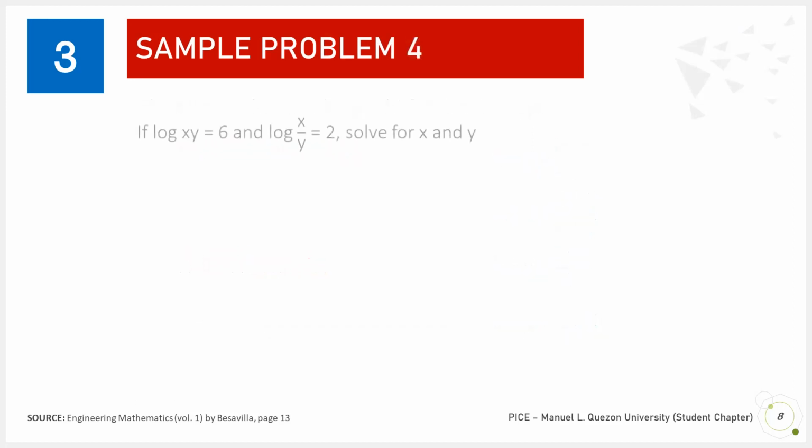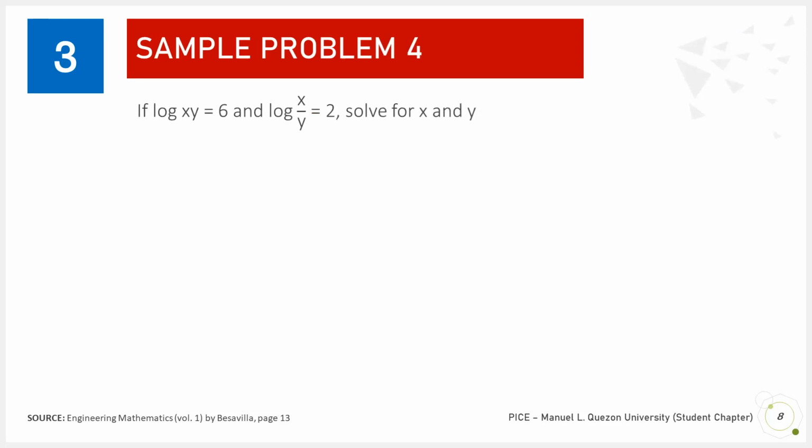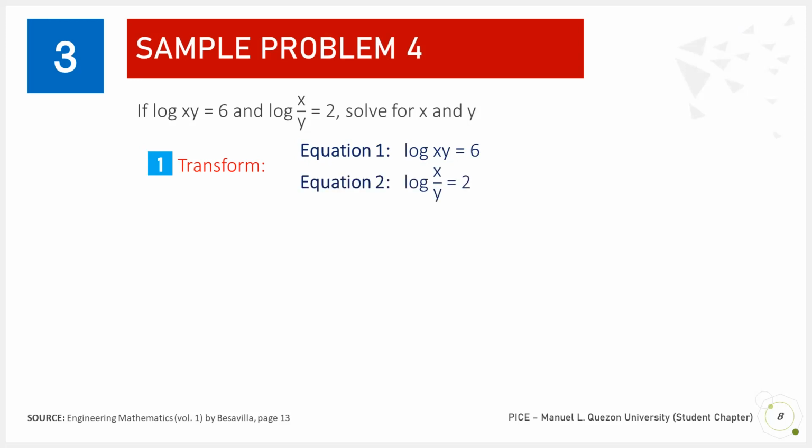Okay. Sample problem number 4: if the common logarithm of xy is equal to 6 and the common logarithm of x over y is equal to 2, solve for x and y. So ang una natin gagawin is we transform the equations. So we identify equation 1 as the common logarithm of xy is equal to 6, and the common logarithm of x over y is equal to 2 as equation 2.